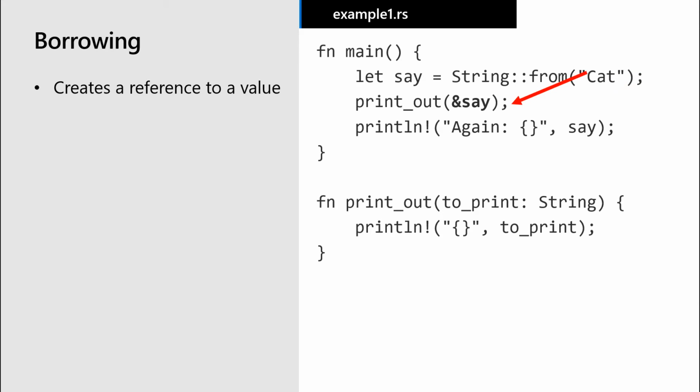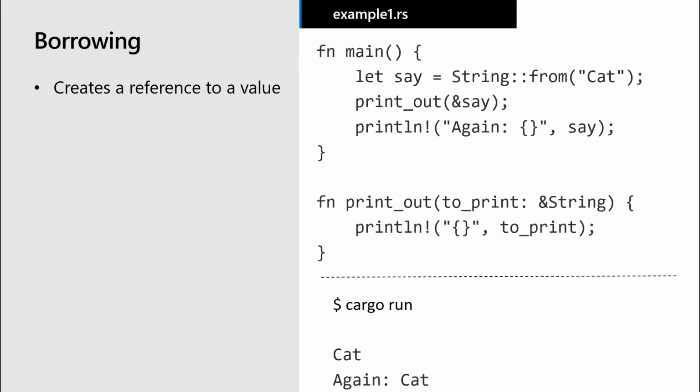We create a reference to a variable by putting an ampersand in front of it. And in order to pass a reference to a variable to a function, we need to modify the printout function to take a reference to a string rather than a string itself. And now the code works.